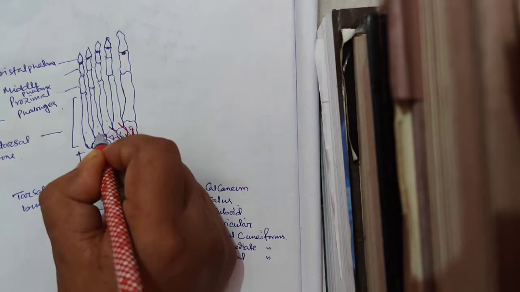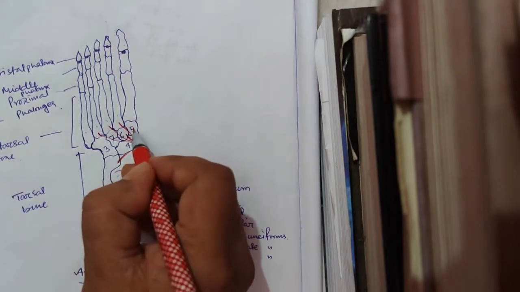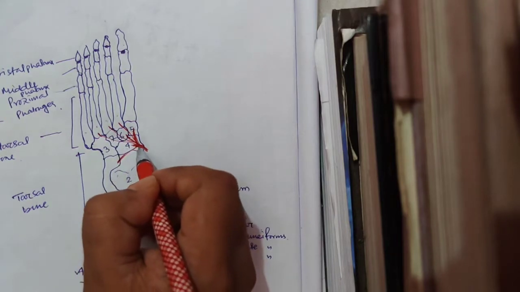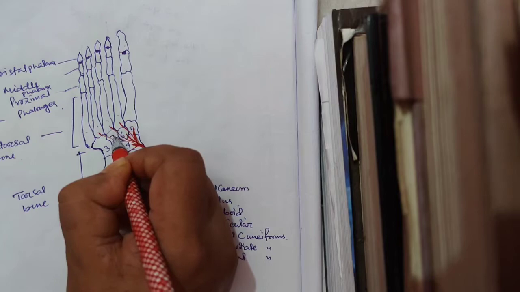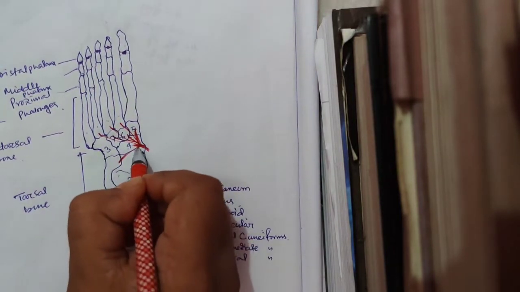And occasionally some slips may reach the lateral cuneiform bone. This is the medial cuneiform, intermediate, and this is the lateral. So also from here, this is the lateral cuneiform bone and the cuboid bone. Number 3, this is the cuboid bone.